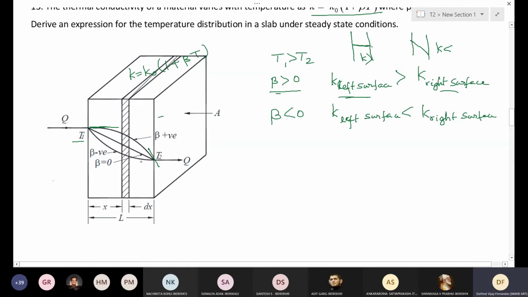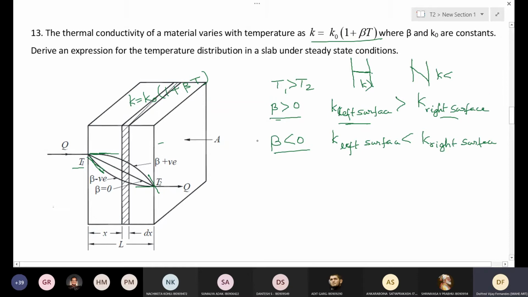And it is vice versa for the other case. When beta is less than 0, we have high thermal conductivity at the right wall. So it is almost horizontal here, but the slope is more at the left wall. So understand this. It's not so difficult.